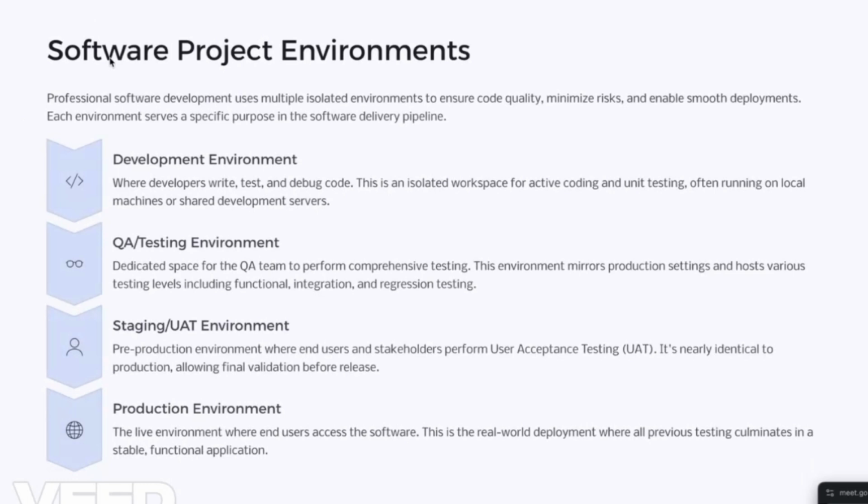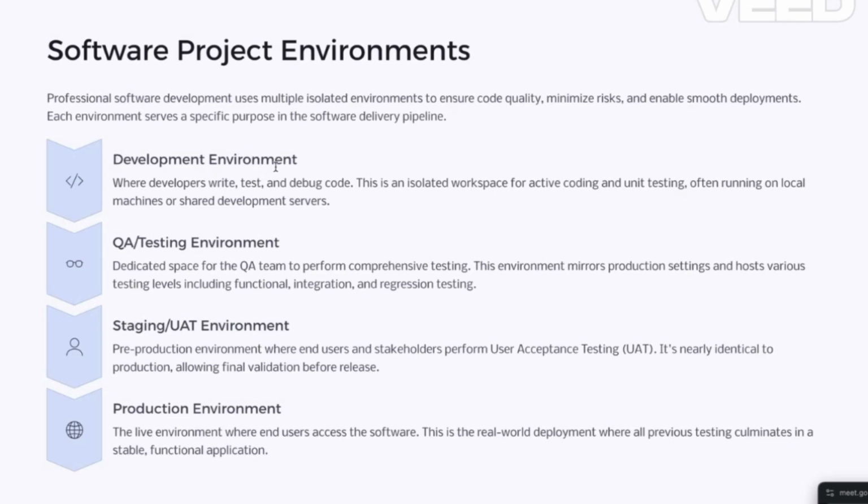Software project environments. There are basically different environments in a software project. Professional software development uses multiple isolated environments to ensure code quality, and also to minimize risk and enable smooth deployments. In the SDLC process we have different environments that help us get smooth releases.